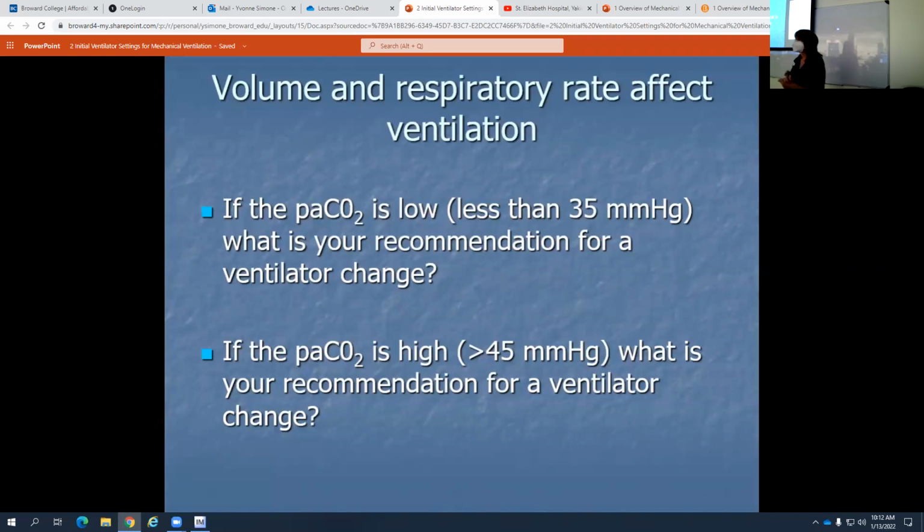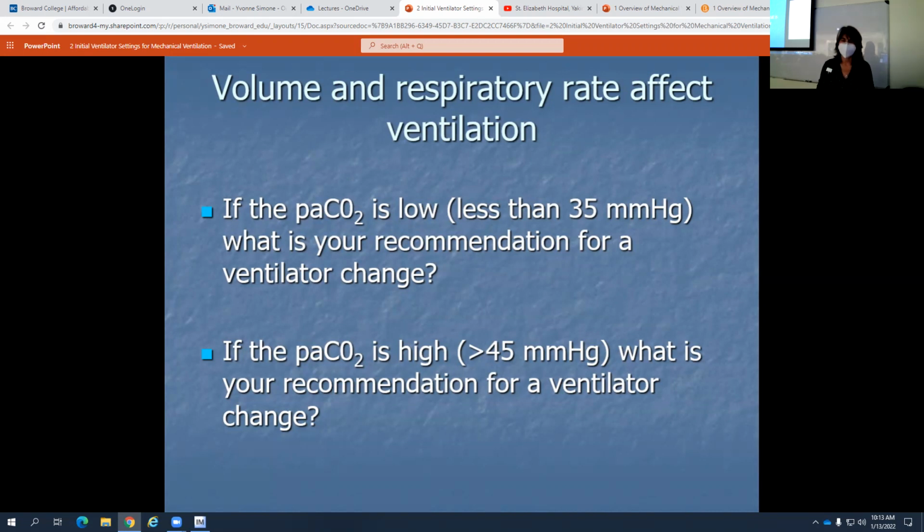So could you change the tidal volume to affect minute volume? The answer is yes. If you're asked on the exam which of the following affects minute ventilation, you would choose 2 things, tidal volume and respiratory rate. Both of them affect the minute ventilation. But there's a but. If the tidal volume is set perfectly, you want to leave it there and change the rate instead.